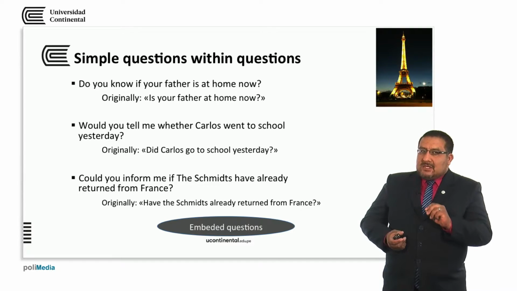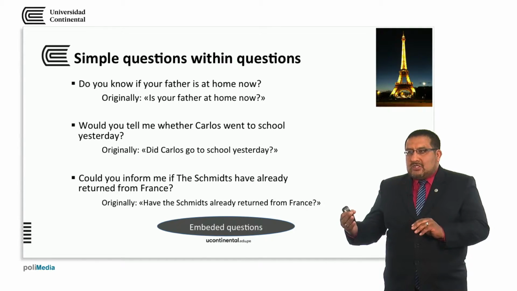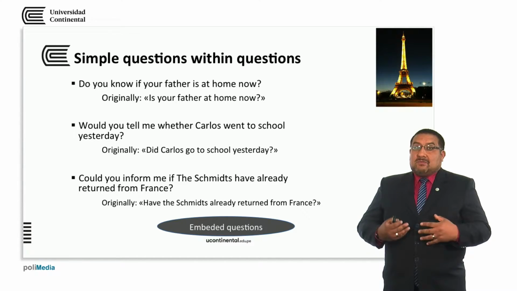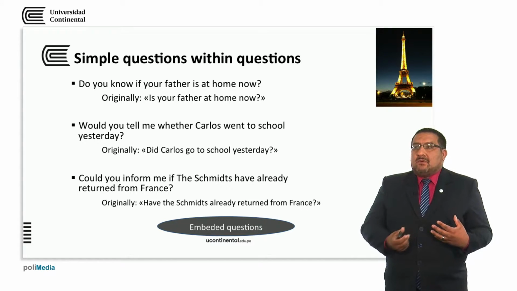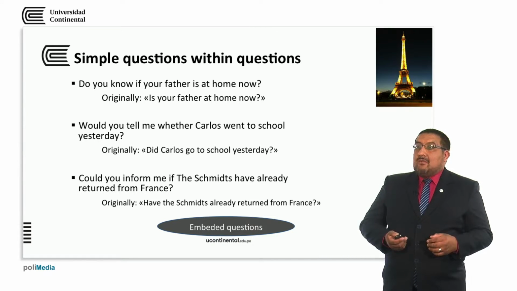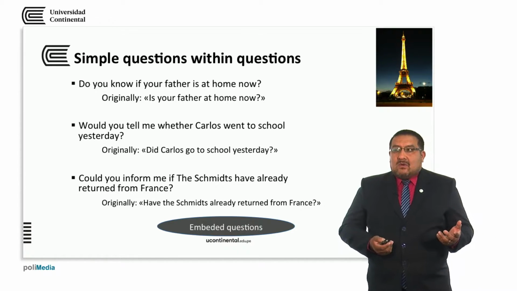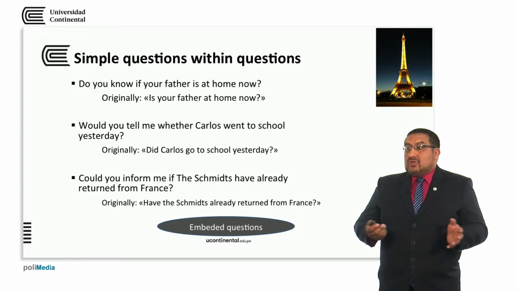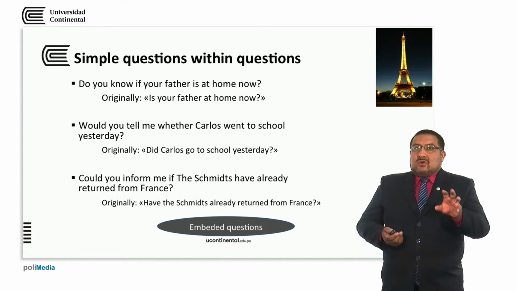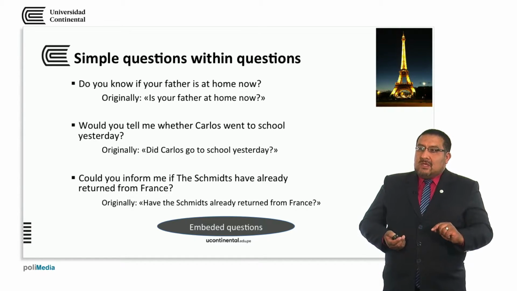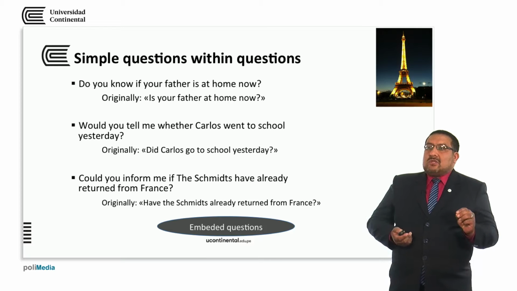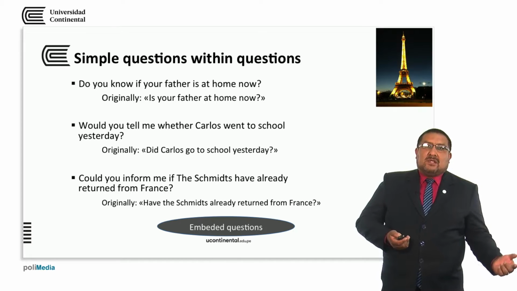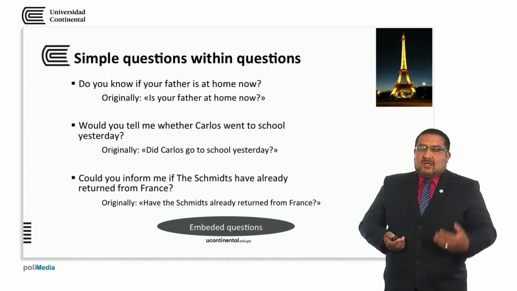When you want to make these simple questions into another question, you use if or whether, which gives you the idea that this was coming from a simple question. Do you know if your father is at home now? Or would you tell me whether Carlos went to school yesterday or not? So the question that you are asking is, would you tell me? In the second question, you have this original question that says, did Carlos go to school yesterday? But this is not what you are asking. You are asking the other person, would you tell me?